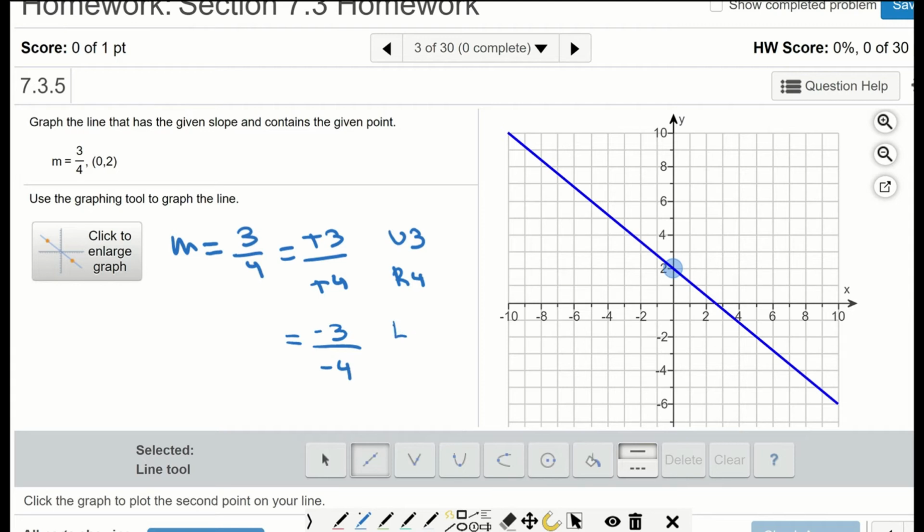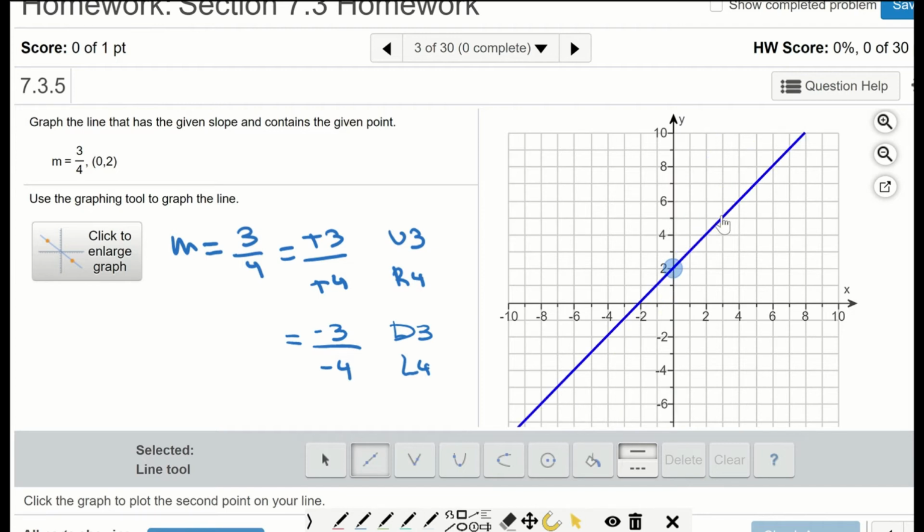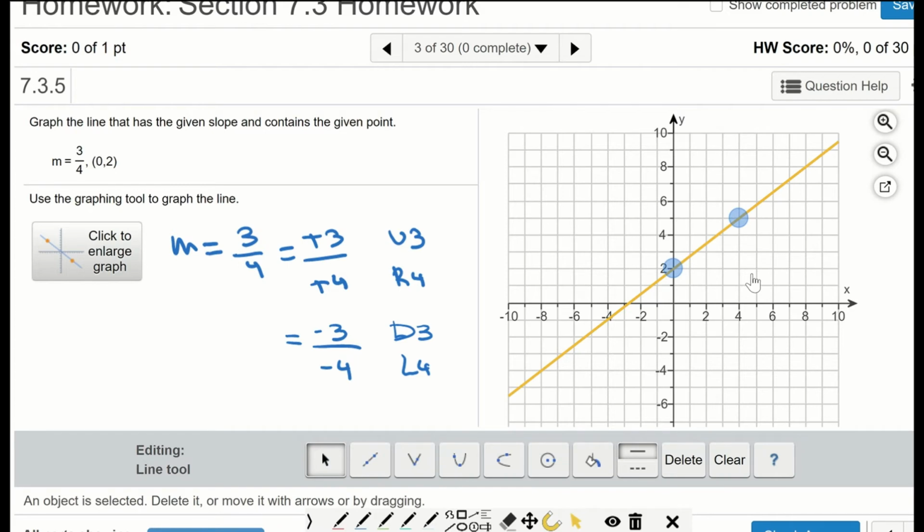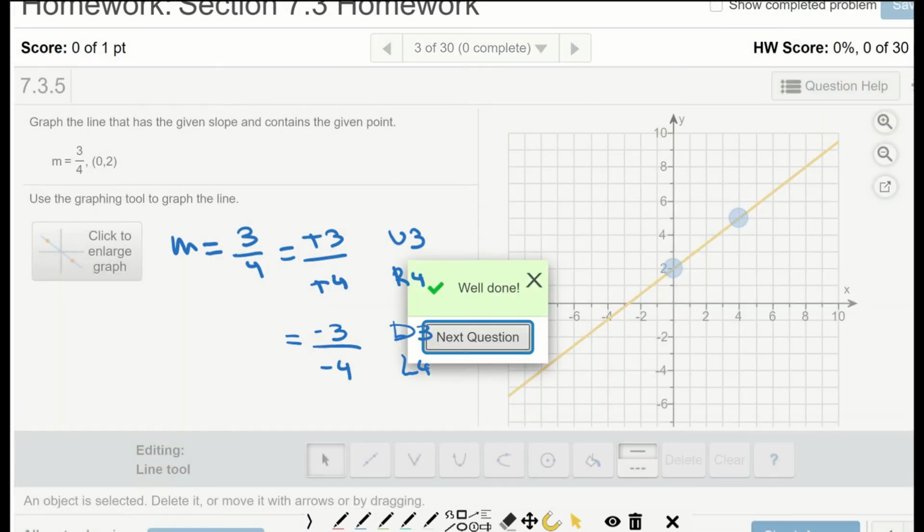So down 3, left 4. So let's go back to our line now. We're going from this point, we're going to go up 3. So 1, 2, 3, and we're going to go right 4. So 1, 2, 3, 4, right there. Okay, and we're going to finish our graph that way.